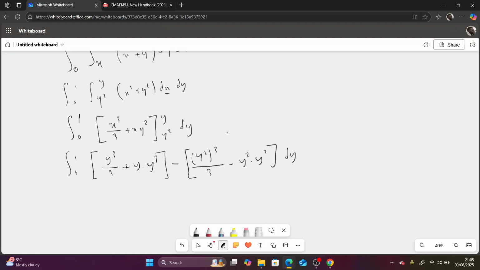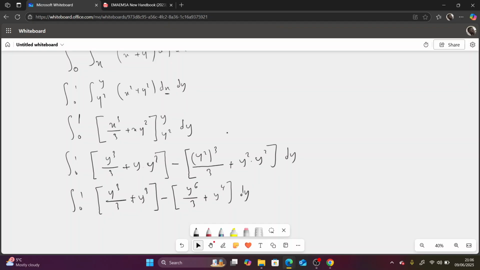Now everything dy. So let's do the math here and see what's going to happen. We still got 0, 1. So we've got y cubed over 3. Y times y squared gives plus y cubed, minus, we are here, we've got y squared times y squared over 3, minus, is that a minus here? This is plus. This is a plus here. So we fix that. Plus y squared times y squared, which gives y to the power 4.